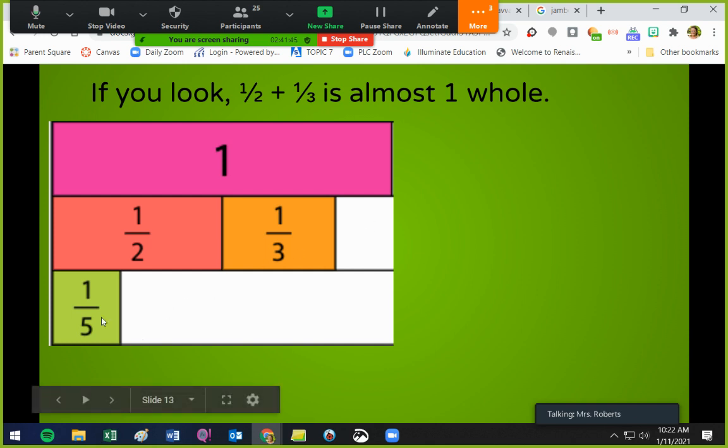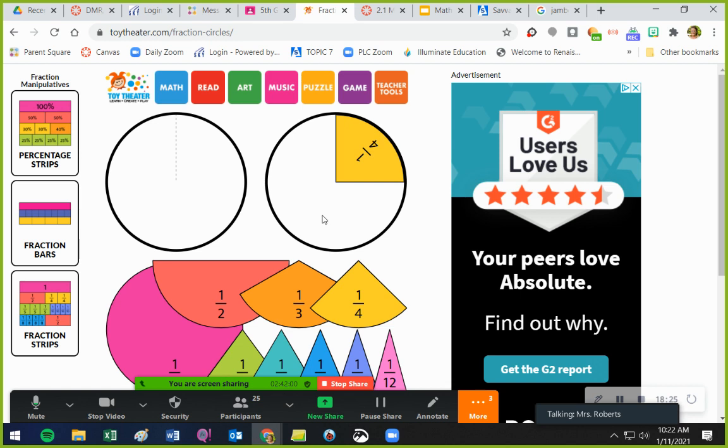Is that 1/5? So if you look here, if I have my pieces of pizza here plus my pieces of pizza here, if this is on a pan and I want to see how filled up it is, maybe I can show you this another way. I was kind of playing with this this morning.